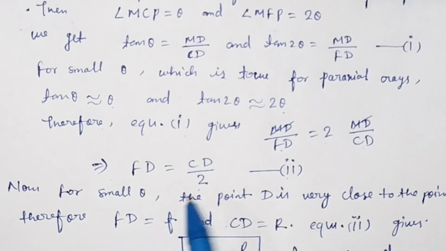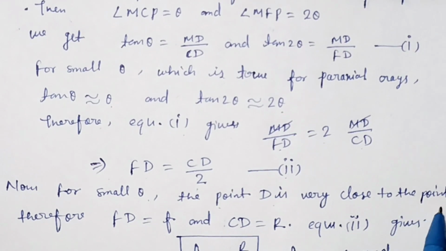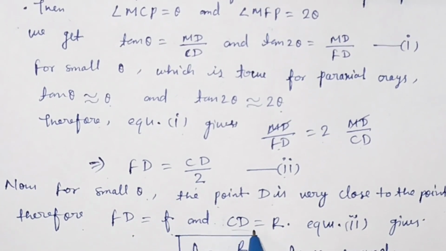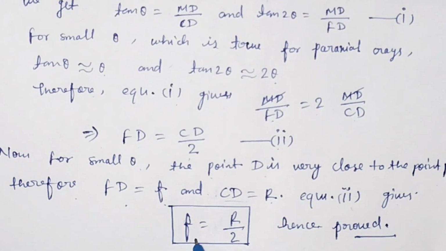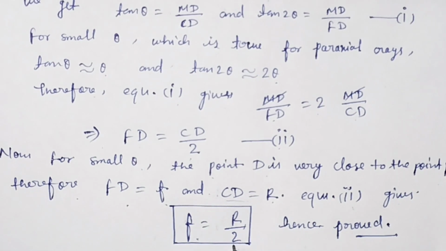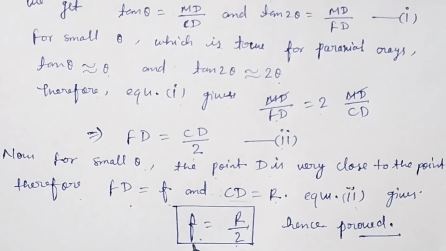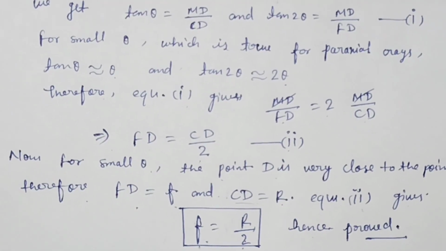This is equation second. Now for small theta, the point D is very close to the point P. So therefore FD is equal to small f and CD is equal to R. So equation second gives small f is equal to capital R upon 2. Hence proved. This is the relation between focal length and radius of curvature of the spherical mirror. So this derivation is finished here.